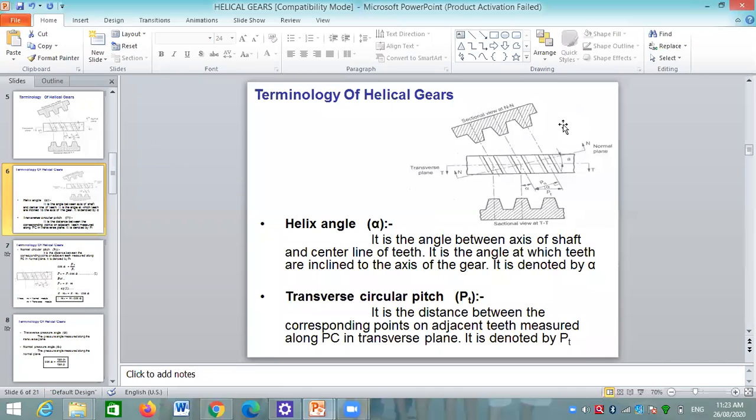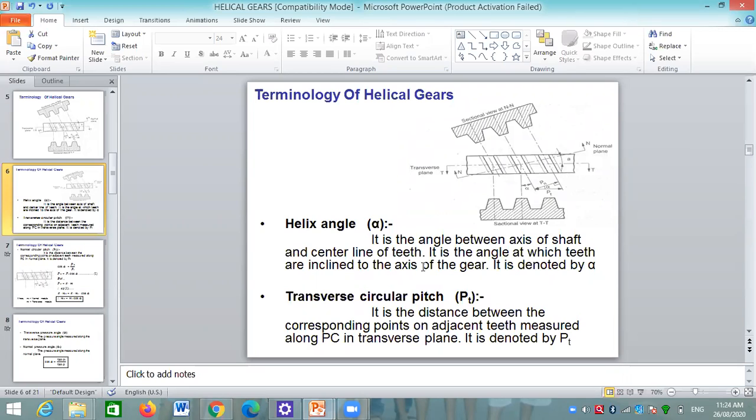Helix angle. What is helix angle? सुरुवातीलाच मी एक्सप्लेन केलं. It is the angle between axis of the shaft and center line of the teeth. It is the angle at which teeth are inclined to the axis of the gear. The angle at which teeth are inclined to the axis of the gear is called the helix angle, and it is always denoted by alpha.